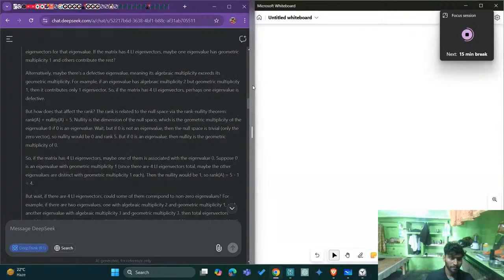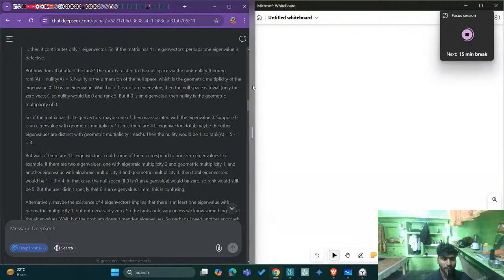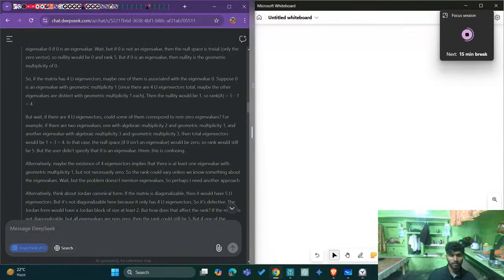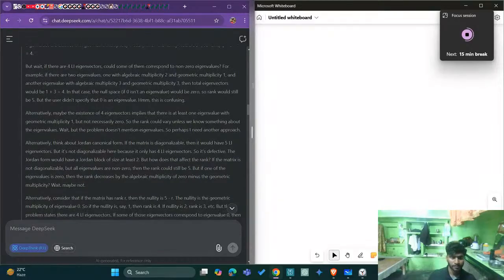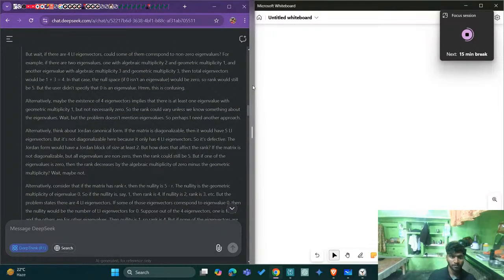But wait, if there are four eigenvectors, suppose some of them correspond to non-zero eigenvalues. For example, if there are different non-zero eigenvalues, then the total eigenvectors will be 4. In this case, if 0 is not an eigenvalue, the nullity will be 0 and the rank would still be 5. The question did not specify that 0 is an eigenvalue. Four eigenvectors implies only that there are eigenvalues with geometric multiplicity 1, but not necessarily 0.